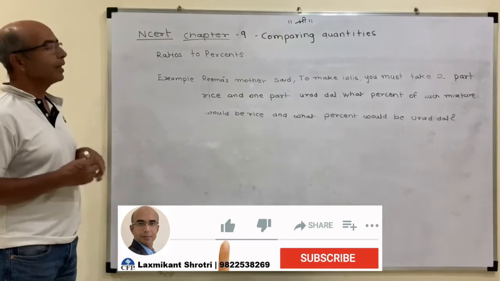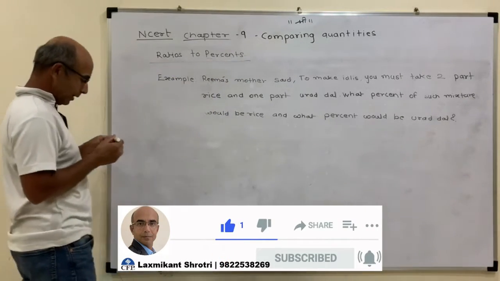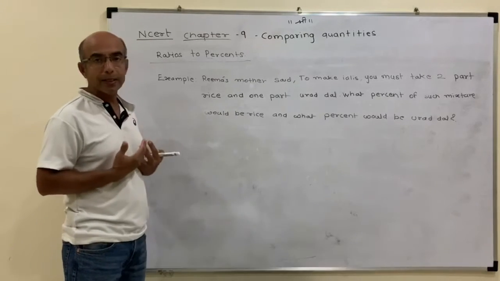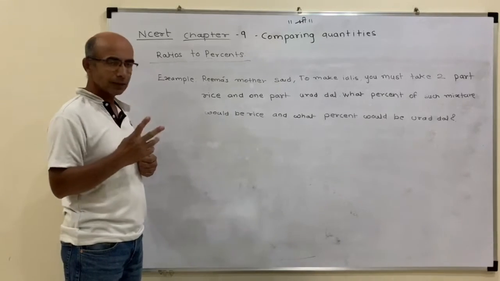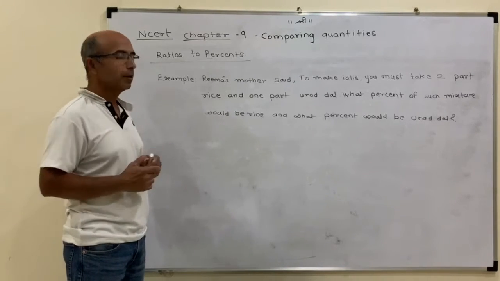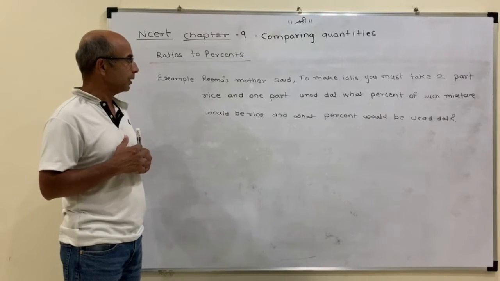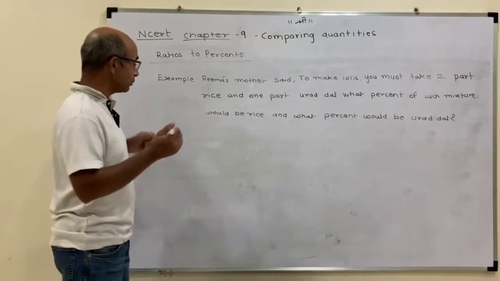Now see, now we are learning ratios to percent. Now let's see this example. Rima's mother said, to make an idlis, you must take 2 part rice and 1 part urad dal. What percent of such mixture would be rice and what percent would be urad dal? That's what we need to find.